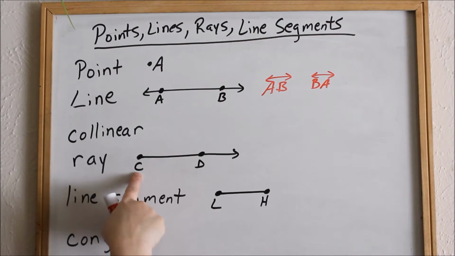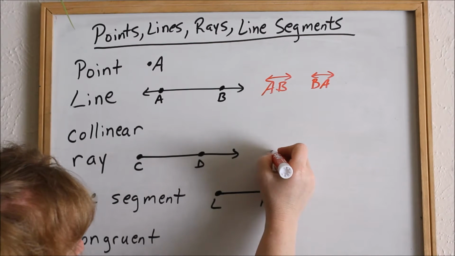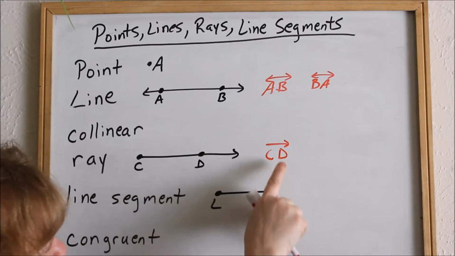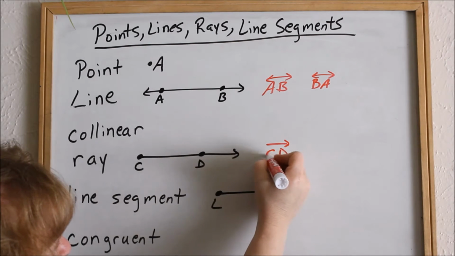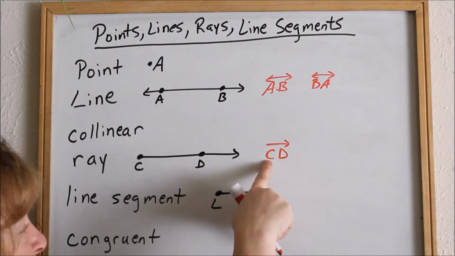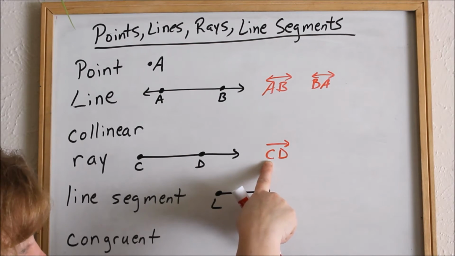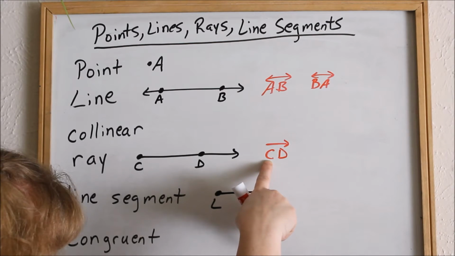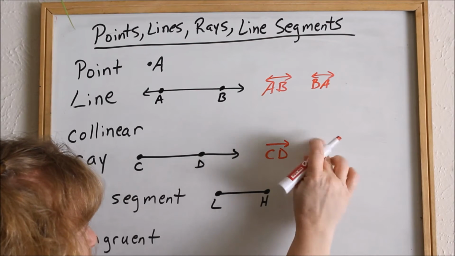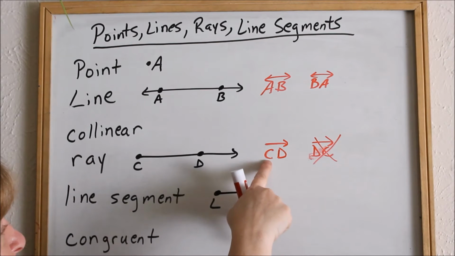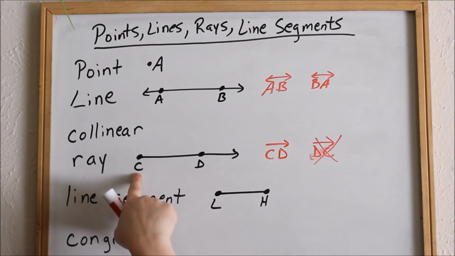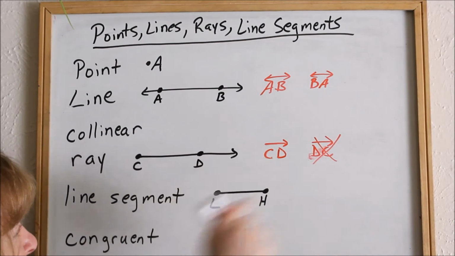So a ray has a starting point, which we call the end point or the origin, and we label this as ray CD. On a ray symbol, the arrow is only on one side, normally on the right side, and it is very important that the first letter is your starting point, your end point, your origin. This cannot be called ray DC. No. You start your letters with the end point. The end point here is your starting point, C. So you say ray CD, and it goes infinitely in that direction.